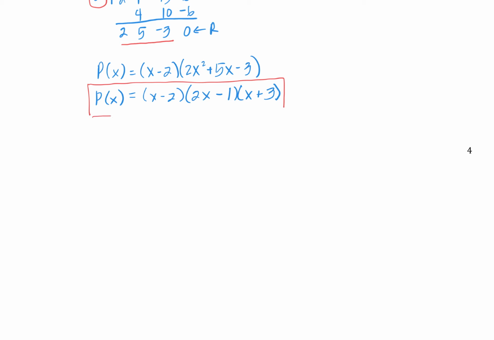Now I could have gone ahead and graphed this polynomial, but I think we've done enough graphing in this section. I just wanted to make sure that we understood how to use all these theorems and how helpful they can be when you're trying to factor polynomials. So that is it for this section.